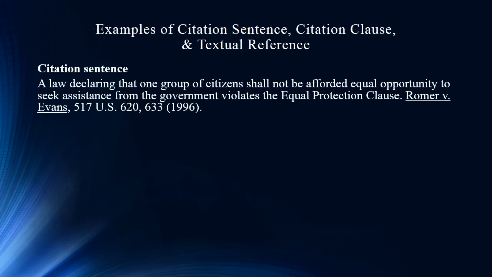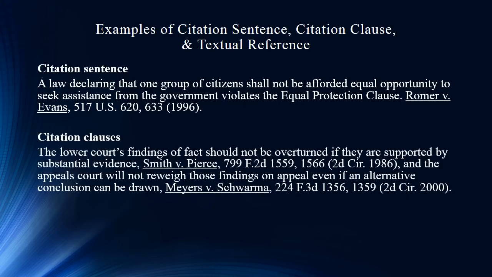In this example, all of the information in the sentence comes from Romer versus Evans, so a citation sentence at the end of the sentence is appropriate. In this example of a sentence using citation clauses, notice that the first part of the sentence comes from Smith versus Pierce. The Smith versus Pierce citation is set off by commas. Also notice that it is capitalized because we would capitalize Smith no matter what. Finally, notice that there is no period at the end of the citation.